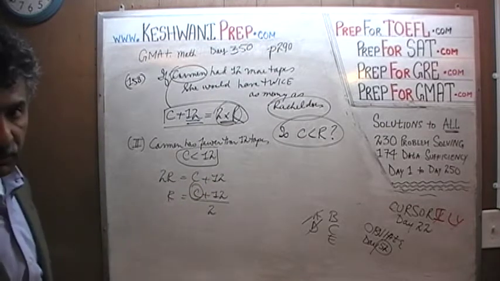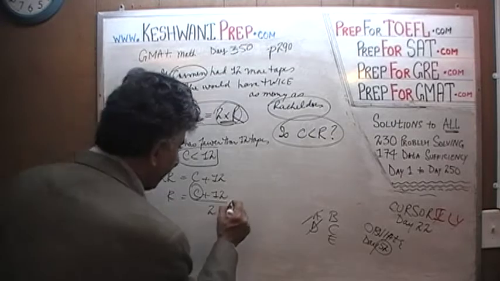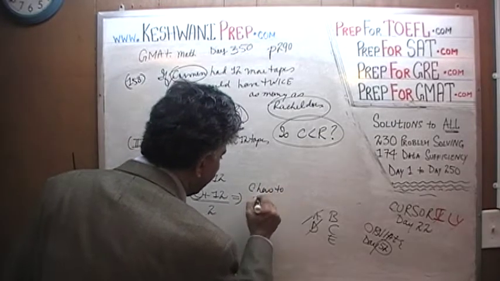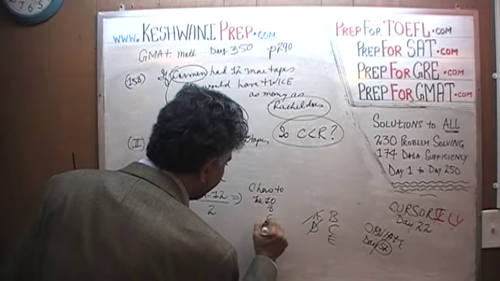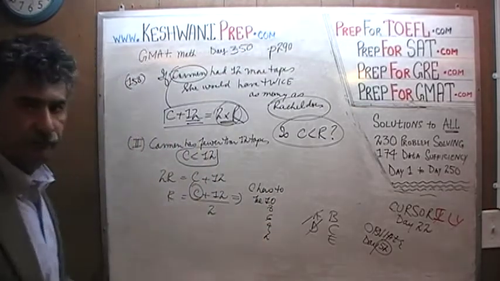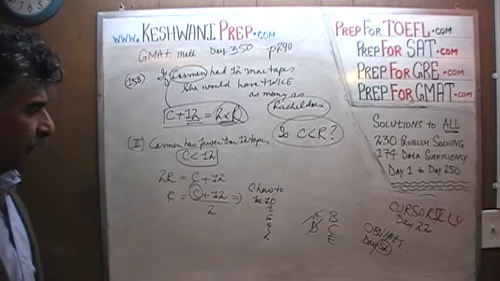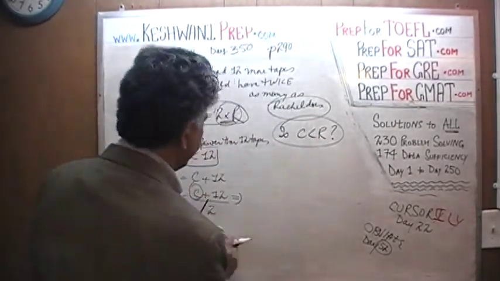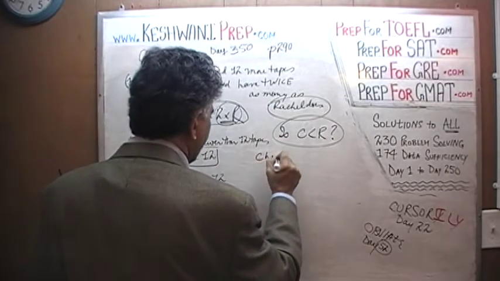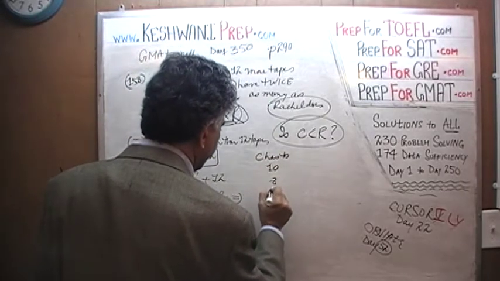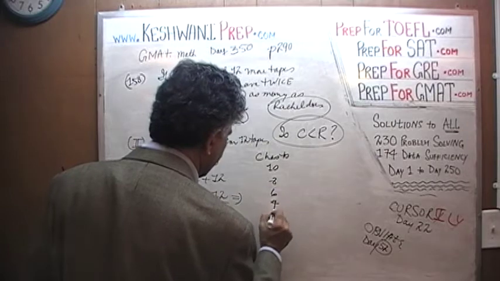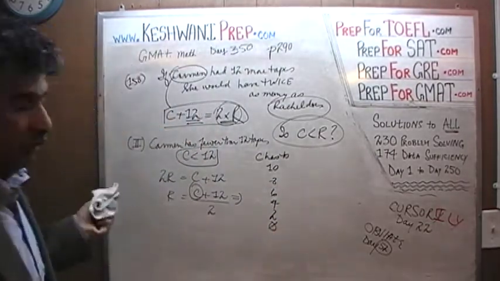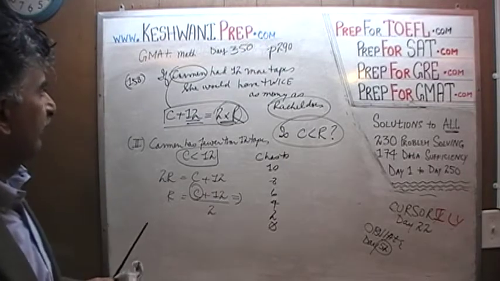Now we know it's fewer than 12. That implies that C has to be 10, 8, 6, 4, or 2. We're going to try them out and see what happens. It could be 0 also, I suppose, but then the whole question would cease to exist. The whole thing would not make any sense at all.